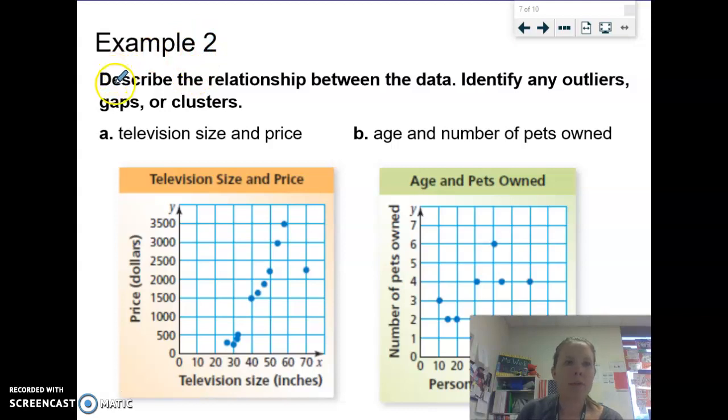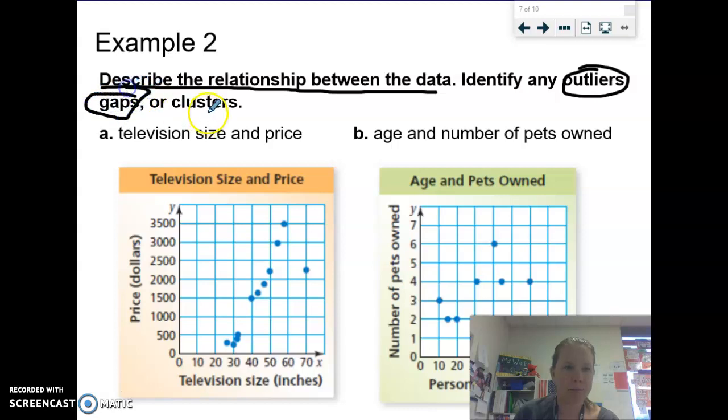Example 2 says describe the relationship between the data. Identify any outliers, gaps, or clusters. So describe the relationship between the data. That's the first part I want to work on right here. Then we'll move on to identifying your outliers, your gaps, or your clusters.